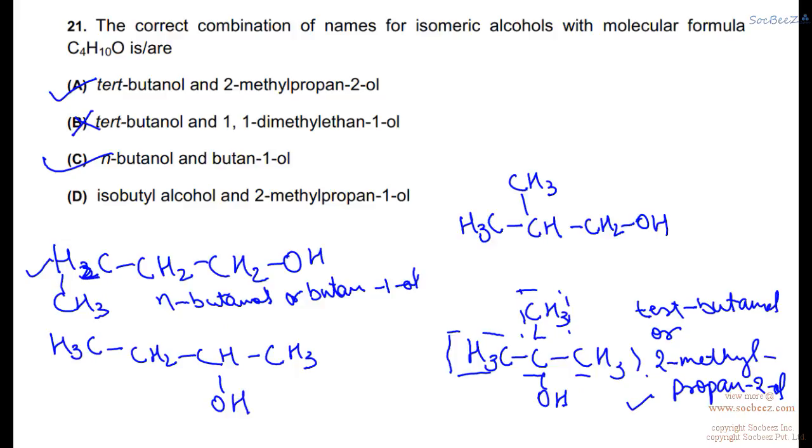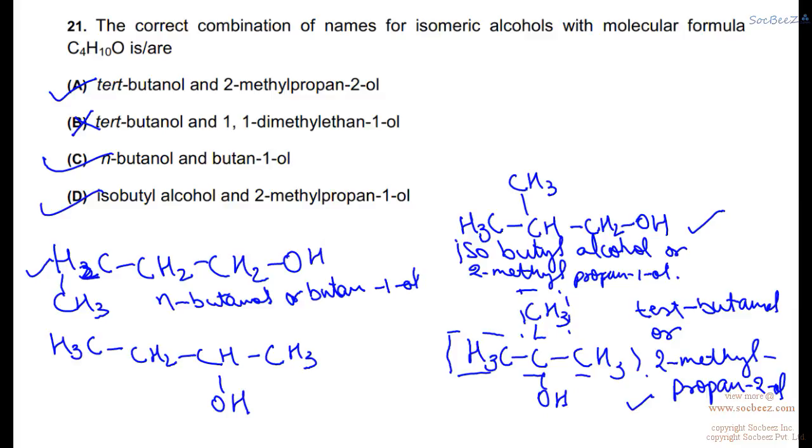Well, option D, isobutyl alcohol and 2-methyl propane 1-ol. Well, this is 2-methyl propane 1-ol, or we can also say that this is isobutyl alcohol. Its other name is isobutyl alcohol, or 2-methyl propane 1-ol. So option D is also the right answer.